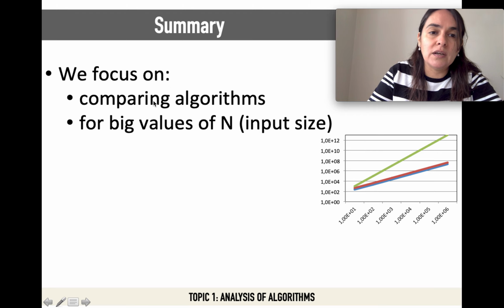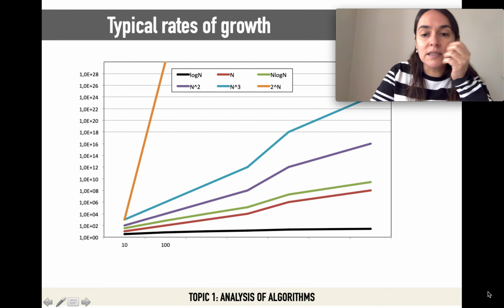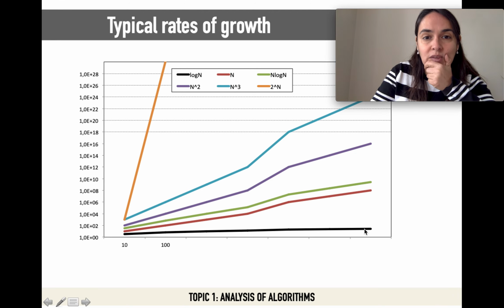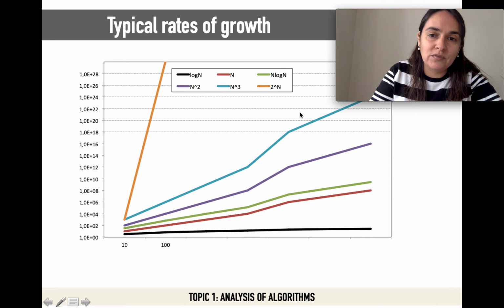And to finish, let me show you typical rates of growth. So the black one is log n, the red one is n, and the green one is n log n. These three are really good. If you have an algorithm that has these rates of growth, you have a really good algorithm. These other three are examples of not really good rates of growth. They grow so quickly that you will soon have problems. This is n squared, this is n cubed, and this is exponential growth. We can't even draw the third point because it's already so far outside of our graph. So this is it for now.